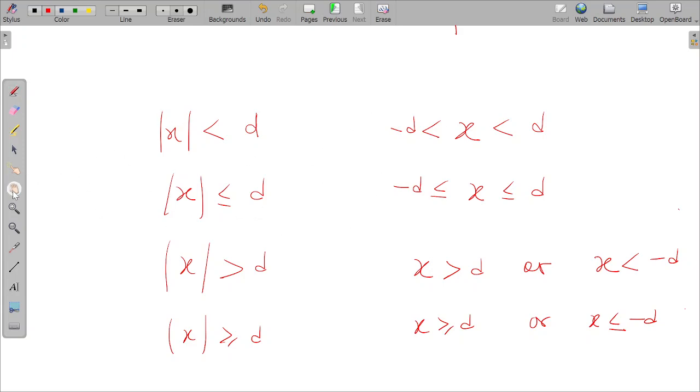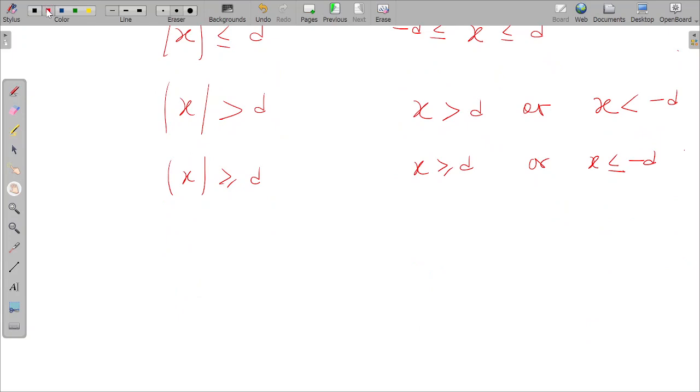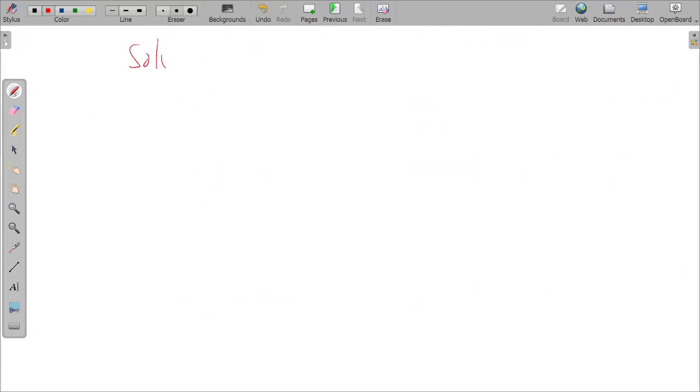All right, but there's something else with it. Let me add this one again: when the absolute value equals d, when it is just equal, we have x equal to d or x equal to negative d. Now we use that to solve this.